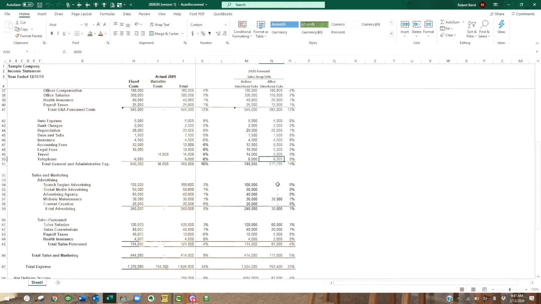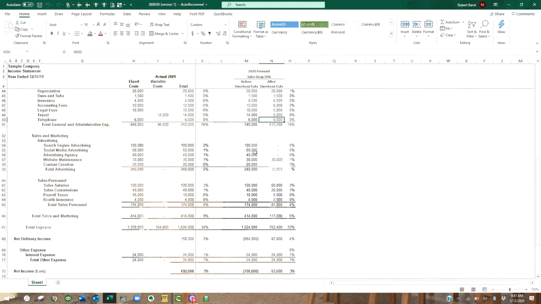It's fixed largely. On sales and marketing, okay, so advertising, search engine advertising could go to zero. This is a variable cost. Actually, this is fixed in my model here. But if you had to make some hard choices, you could eliminate it. Social media advertising, ad agency, you could cut back on. You could cut back on this until things resume and start to become somewhat normal again.